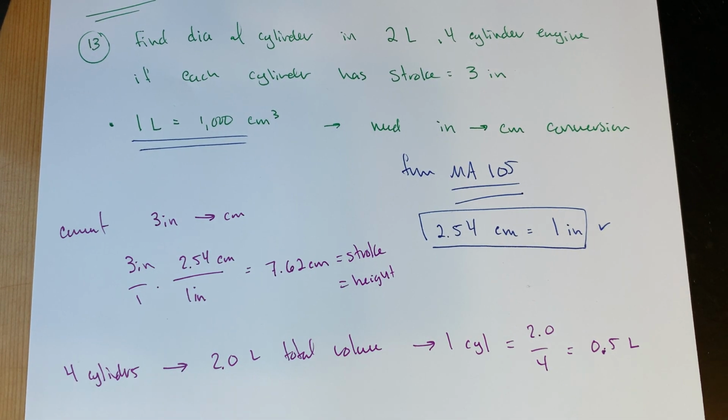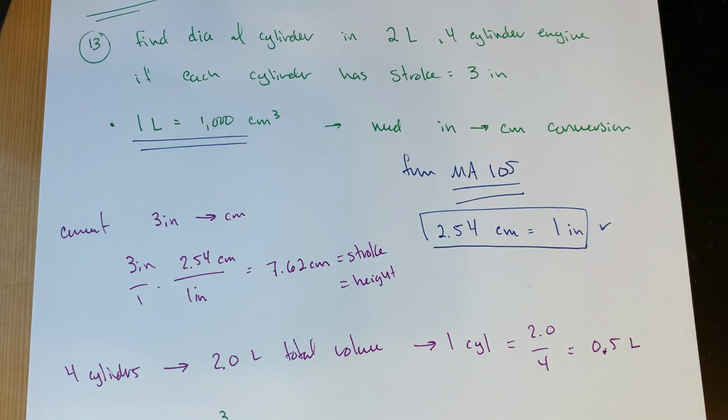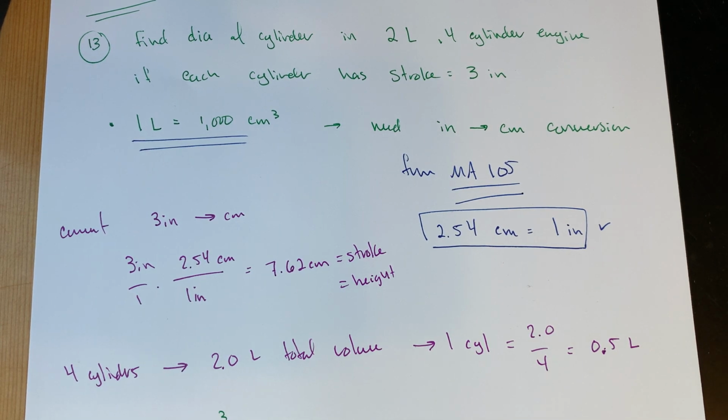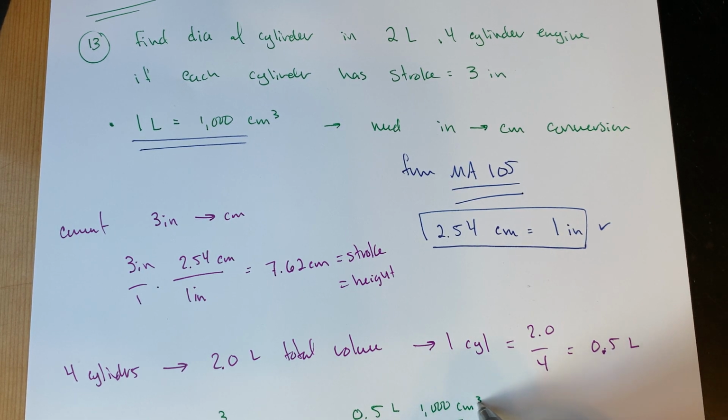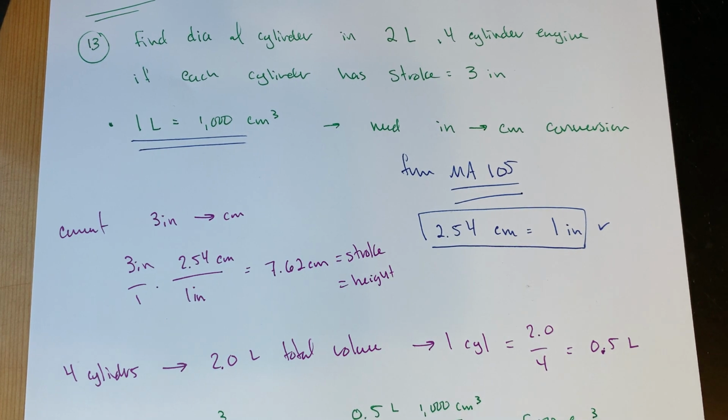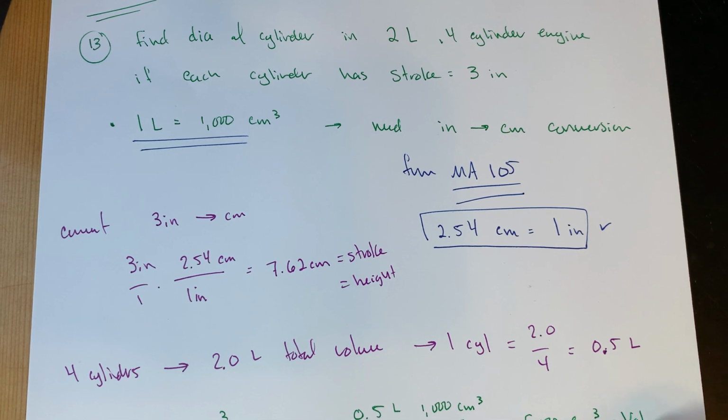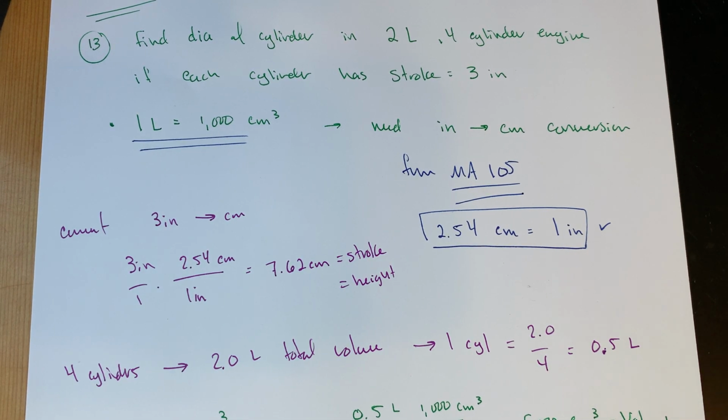So that's getting us somewhere. I need 0.5 liters converted to cubic centimeters, right? So that's where I'm going to use my 1,000 cubic centimeters for every 1 liter. This is obviously 1/2, so that would be 500. In theory, to do this more officially, you'd say every 1 liter is 1,000 cubic centimeters. So 1,000 times 0.5, of course, 500 cubic centimeters. So that's the volume of each cylinder.